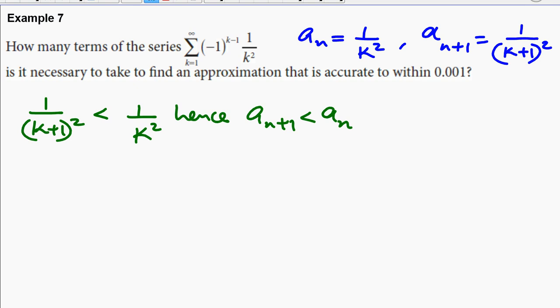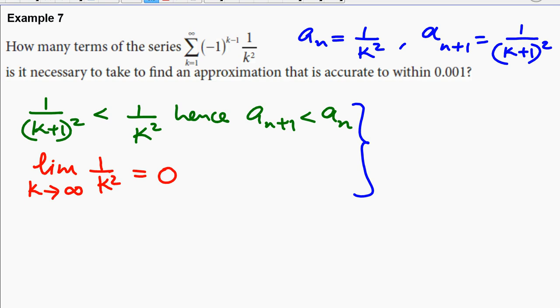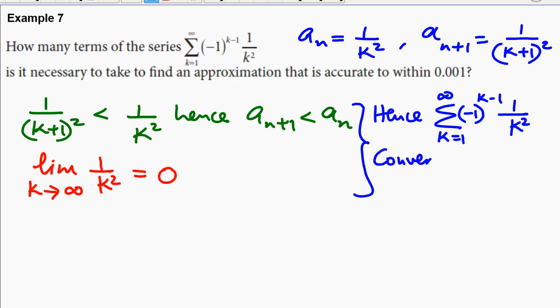And then the other thing we have to show is the limit of S sub n, which is 1 over k squared, as k approaches infinity. And by the way, this limit will be equal to 0, which means that this series converges. Hence, we can say this series from k equals 1 to infinity of negative 1 to the power k minus 1 over k squared converges by the alternating series test.